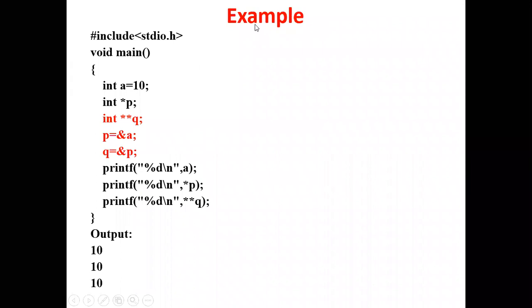So we have an example here. There is a variable a, and it is having the value 10. Let us assume that it is having the address 1000. We are declaring a pointer p and one more pointer q. Now we are initializing the pointer p to point to variable a. So this pointer p will be made to point to variable a, so it will be having the address 1000.